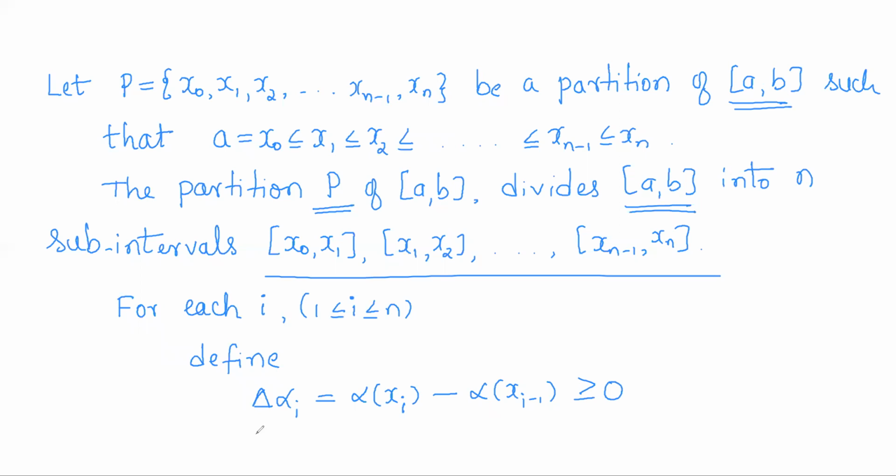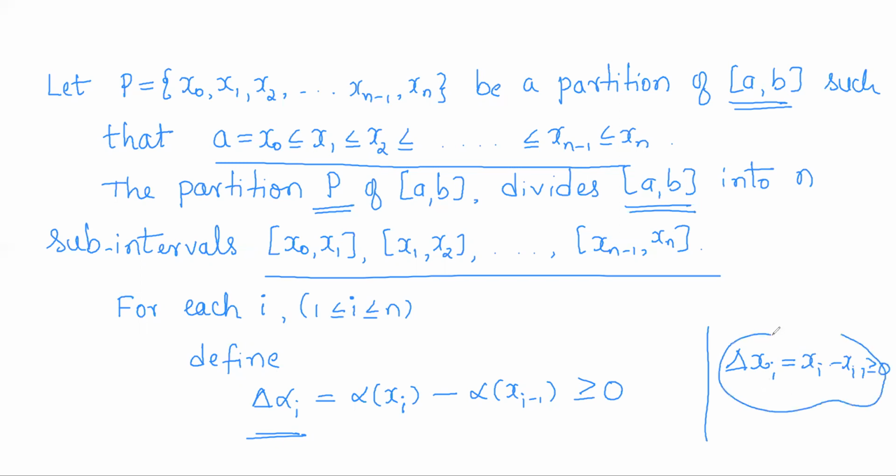Now we come to the differentiation point between the Riemann integral and the Riemann-Stieltjes integral. So in the Riemann integral, using this increasing order of the natural numbers itself, we define the notation delta xi, which is xi minus xi minus 1. So now in this place, we use the increasing function alpha. So this is the only difference, right?